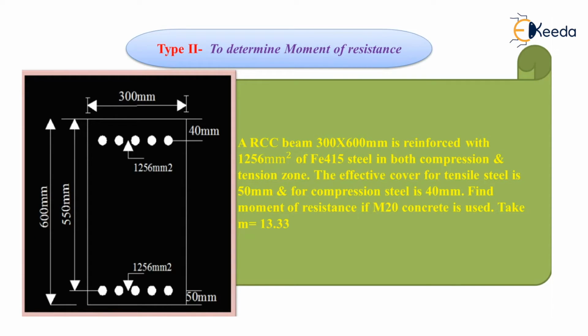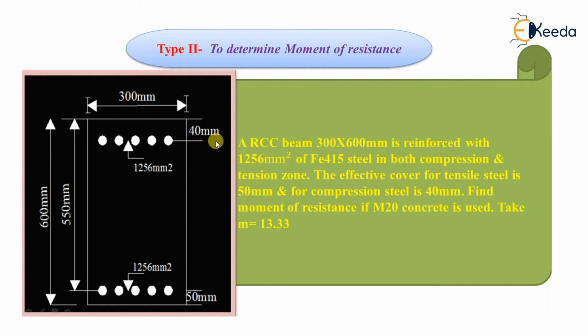Also AST is equal to 1256 mm square. Then they have given the different effective covers. For calculating the effective depth, we have to subtract the effective cover for tensile steel from the overall depth, and for the dc value we will take the effective cover for compression steel.